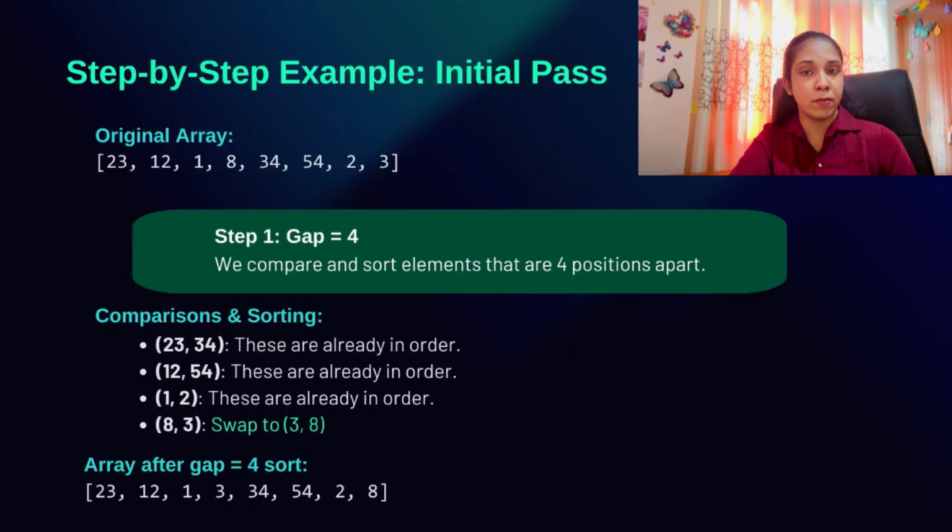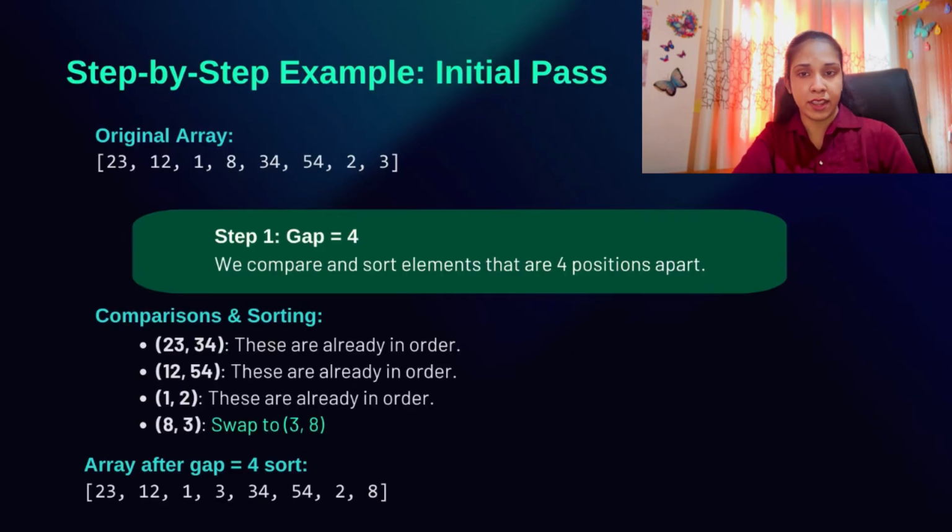Next slide, step-by-step example. Let's take this array: 23, 12, 1, 8, 34, 54, 2, 3. With gap 4, we compare 23 and 34, 12 and 54, 1 and 2, 8 and 3. After sorting those pairs, the array becomes 23, 12, 1, 3, 34, 54, 2, 8.